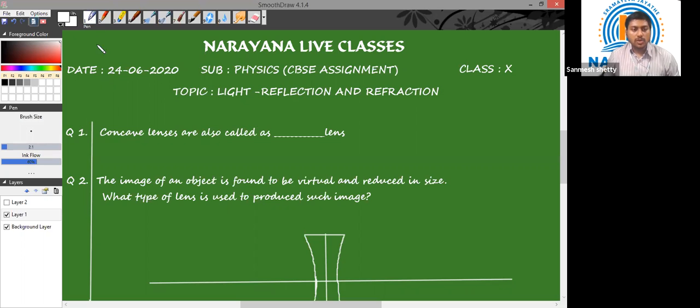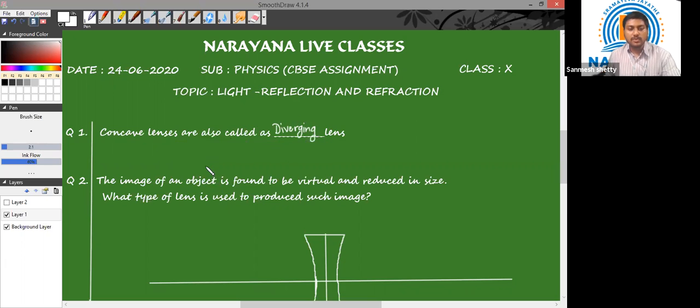Question number one: concave lenses are also called as dash lenses. The answer is diverging lenses, because they diverge the light which is incident on them. After the light is incident on a concave lens, it diverges after the refraction. So the first answer is diverging lens.